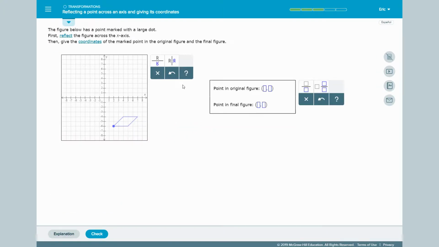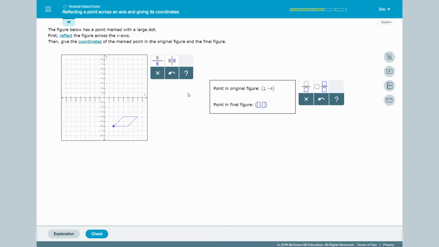Reflecting a point across an axis and giving its coordinates. The figure below has a point marked with a large dot. First reflect the figure across the x-axis, then give the coordinates of the marked point in the original figure, and then the final figure. I'm a little rule breaker, so I'm going to do my coordinates first. The point in the original figure is (2, -6). Look at me breaking all the rules.